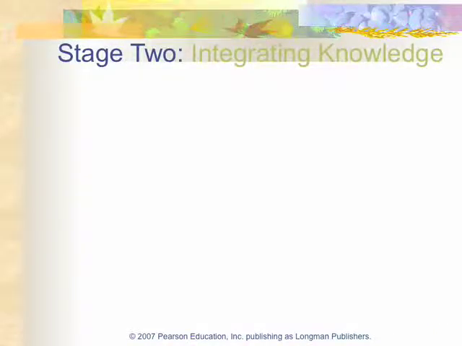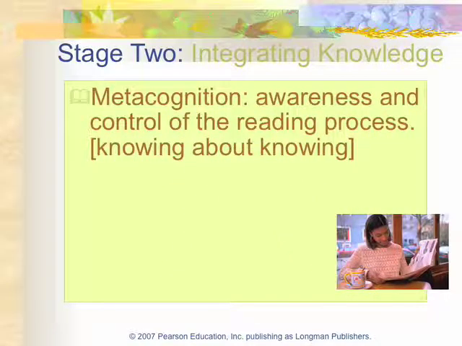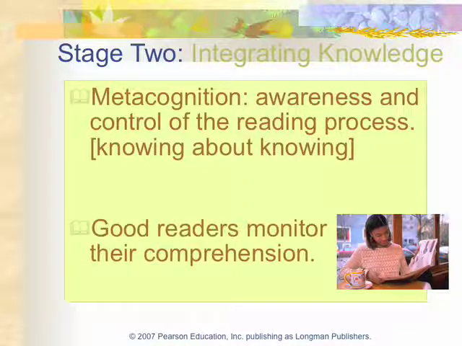Stage 2, integrating knowledge. Metacognition. Simply stated, metacognition is knowing about knowing or thinking while you're reading. You need to be aware about what you're thinking about when you're reading, because if your mind is drifting, then you are not thinking while you're reading, or you're certainly not thinking about what you should be thinking about. So a good reader always monitors their comprehension and they make sure they're thinking about the material and they're reacting to the material and engaging in the material. So they are comprehending.